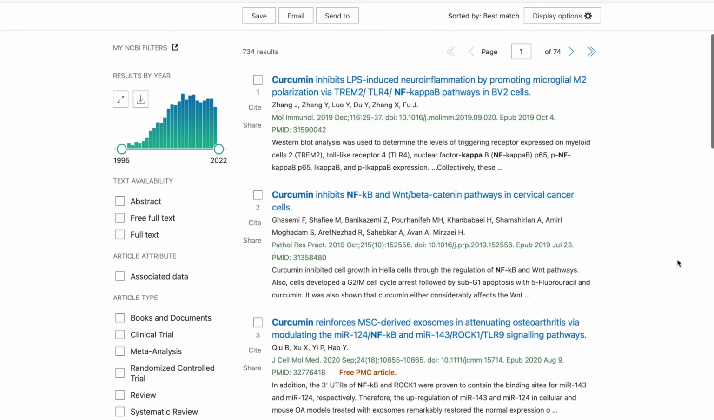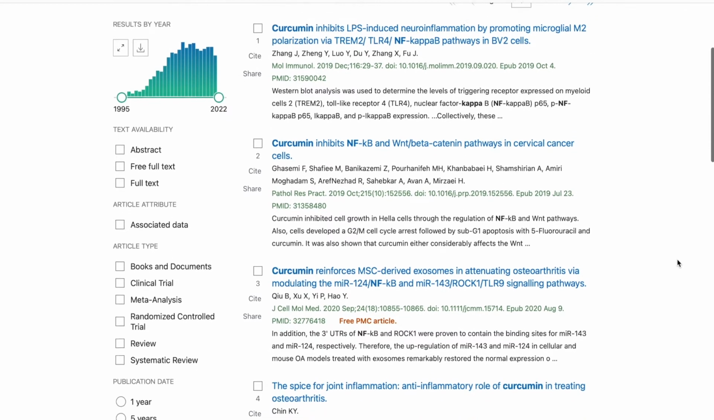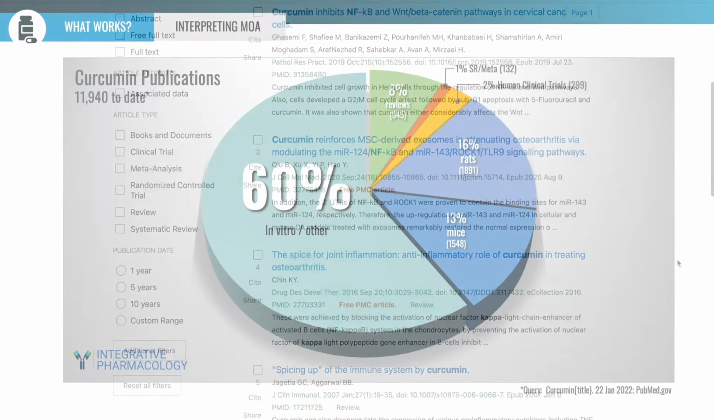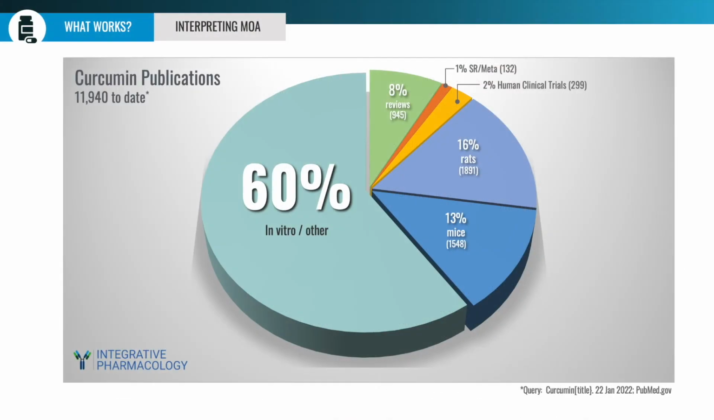Searching PubMed for curcumin and trying to figure out, what does curcumin do? How does it work? It's a daunting task, considering that nearly 12,000 publications are indexed on PubMed to date. Your first inclination might be to filter the results so that you only see human clinical trials, and that's certainly not a bad idea. The only limitation of the human clinical trials is that they can't really show you what the mechanism of action is.